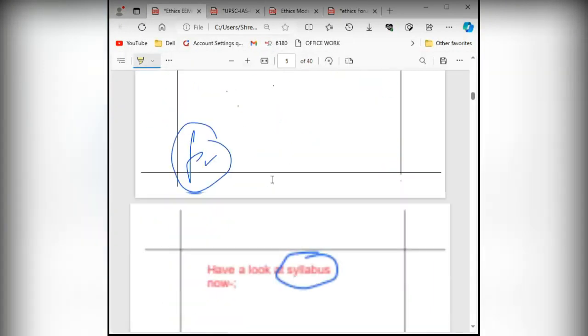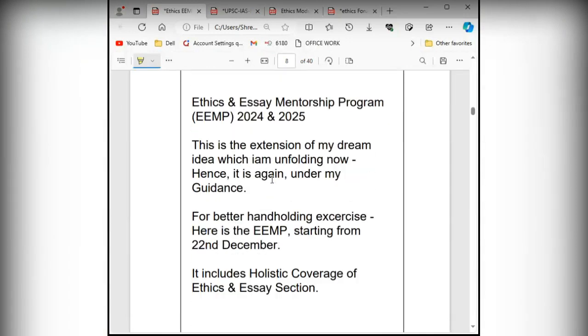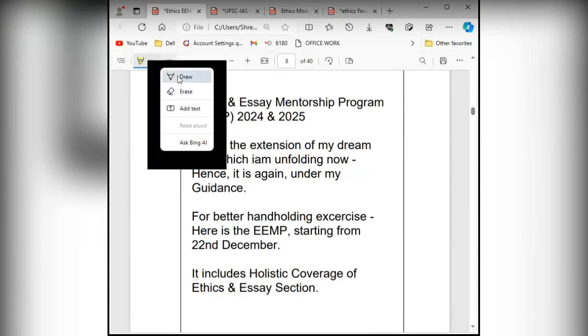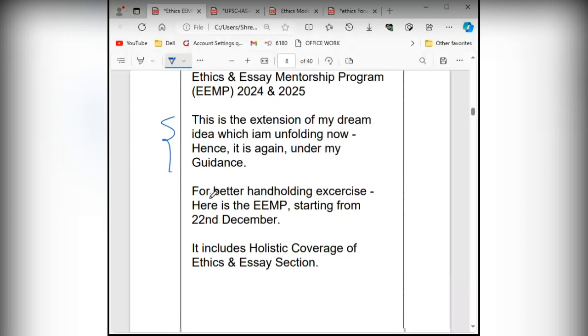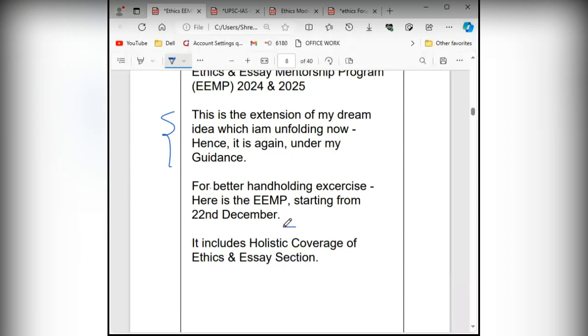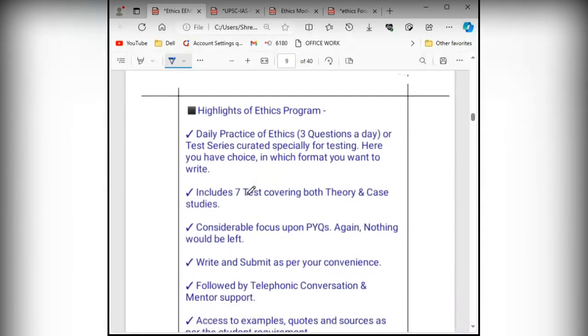Now let me make you go through the program once again. This is just an idea which I really want to expand more. This is how things would be going on, and it would be covering the ethics and essay section very holistically. This would be a really holistic practice. There would be 3 questions a day, and you can choose between the options.